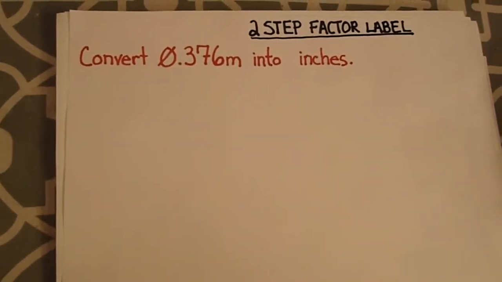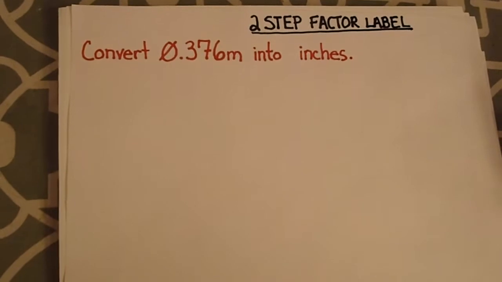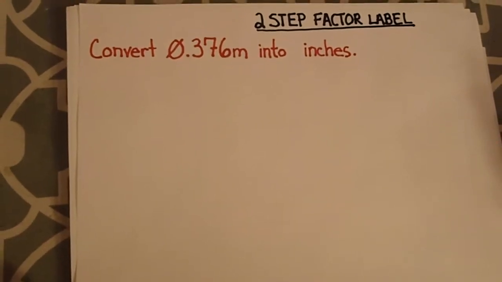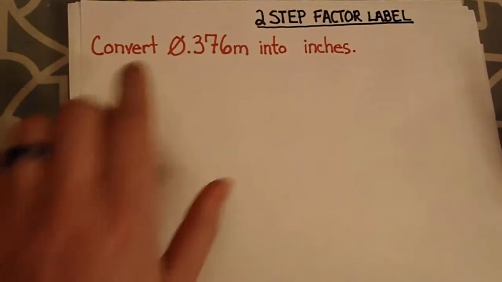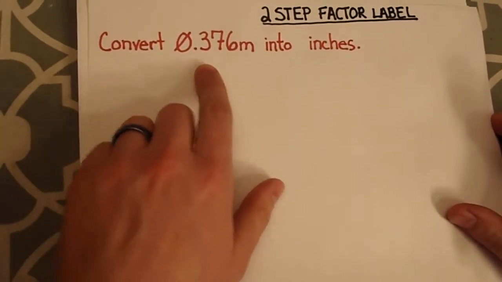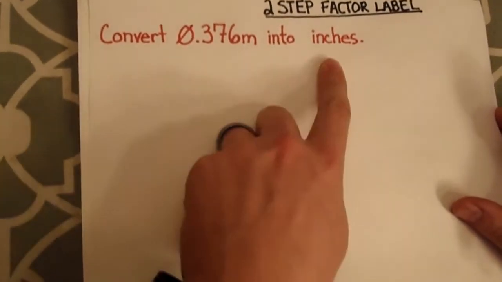This is two-step factor label problems. Okay, so let's look at the problem just like we did with one-step factor label problems. It says convert 0.376 meters into inches.